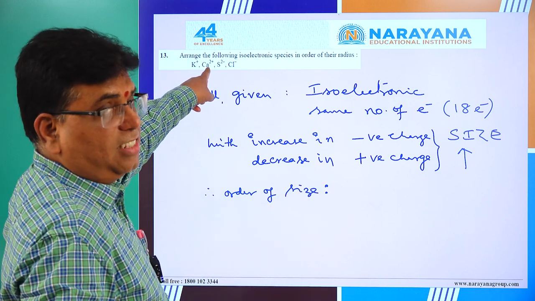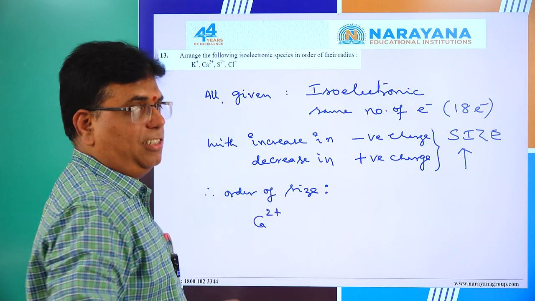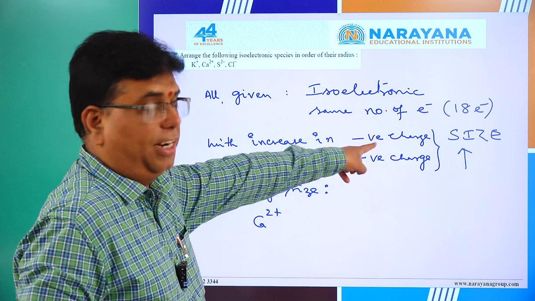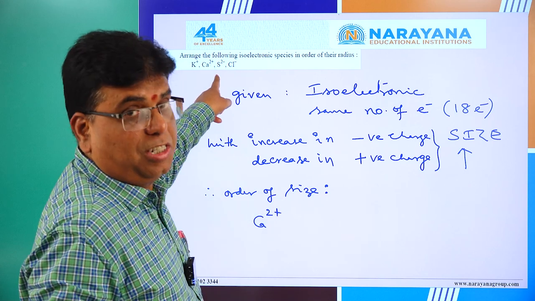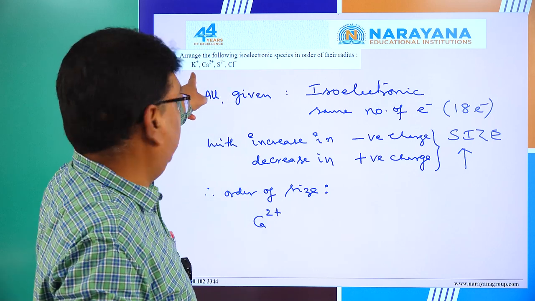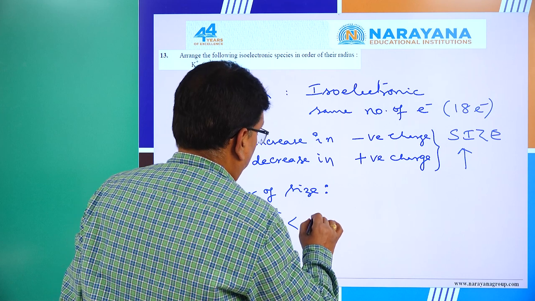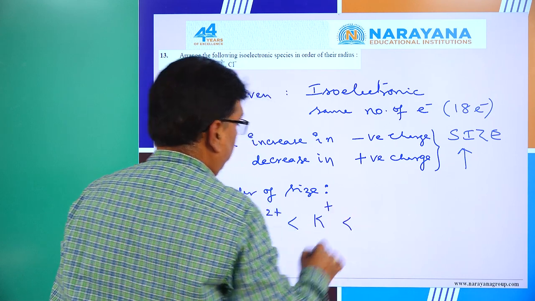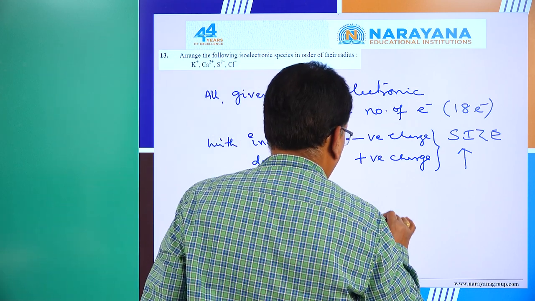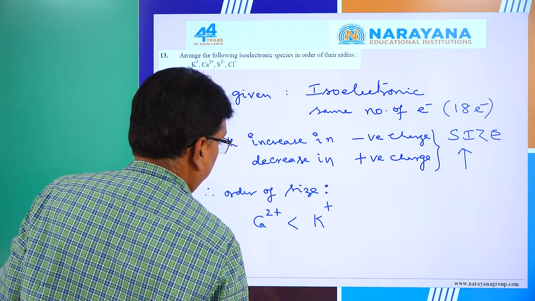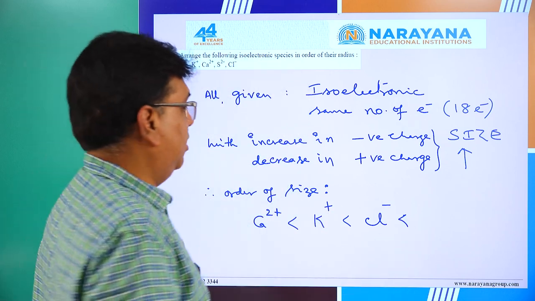Here Ca2+ has the highest charge, so it should have the least size. What did we write? Increase in negative charge, decrease in positive charge, increases the size. Calcium ion has the highest positive charge, and the positive charge decreases to K+. So the size of Ca2+ is less than K+, less than... Next, negative charge. Who is having less negative charge? Chloride. Less than, obviously, the next is sulfide.